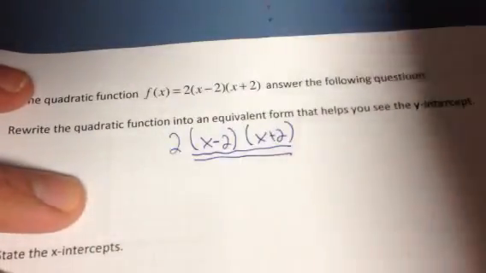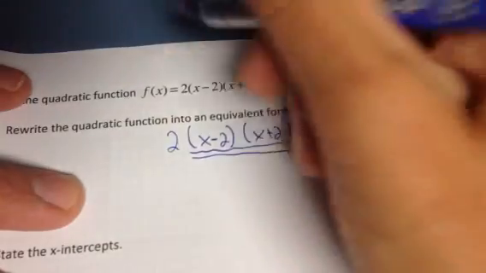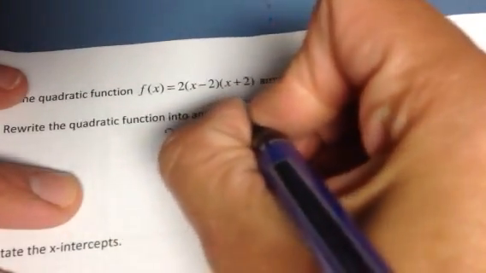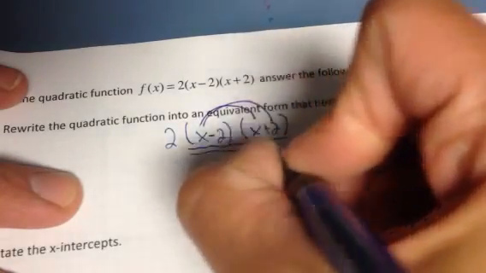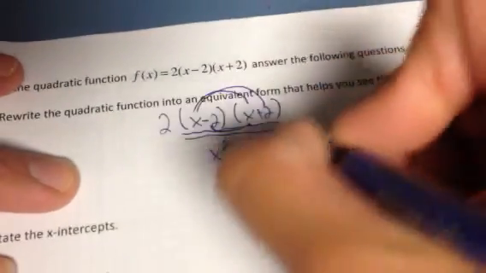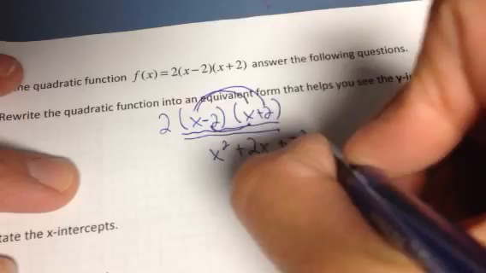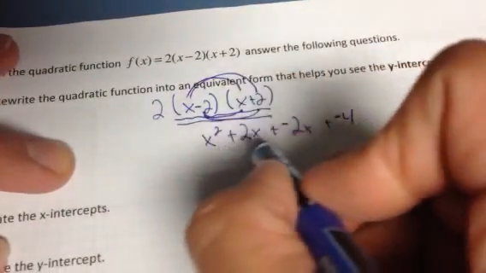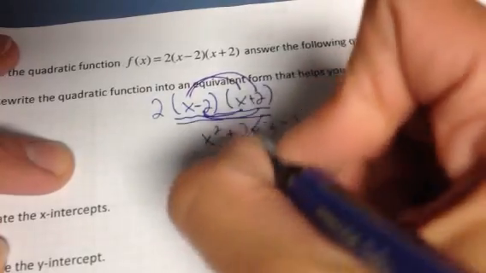So this is where the neighbors go and visit the neighbors. So x is going to visit first. You're going to get x squared, and then the 2, and you get 2x, and now -2 has to visit the neighbors, and you get a -2x, and then you get a -4. And I'm going to just clean this up. I can combine those like terms. Those actually cancel out.